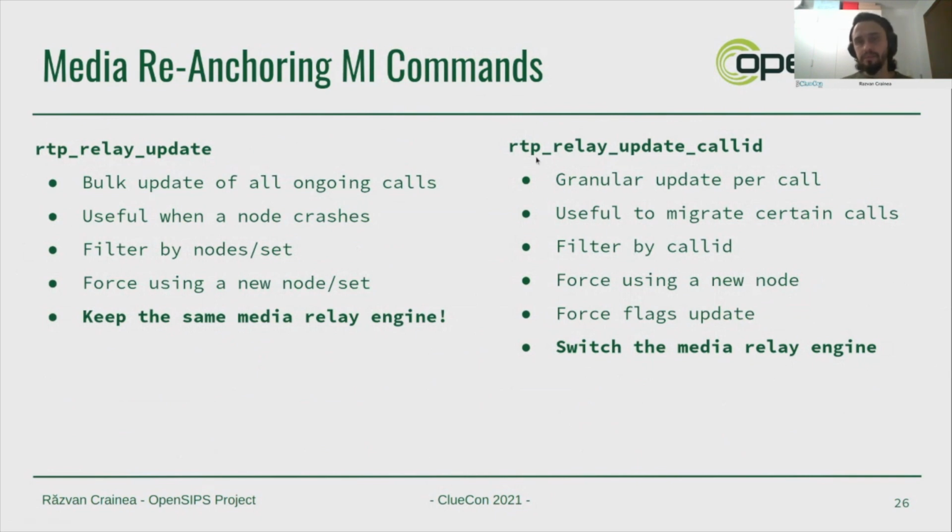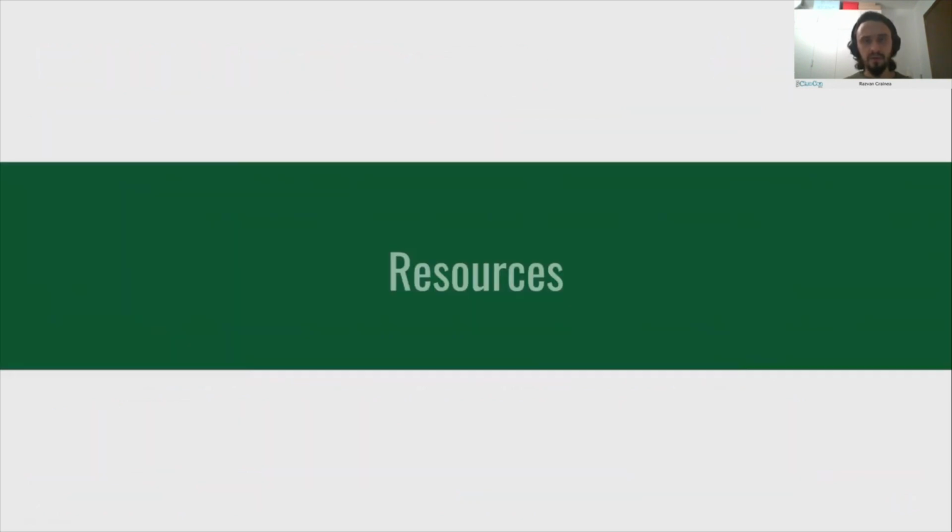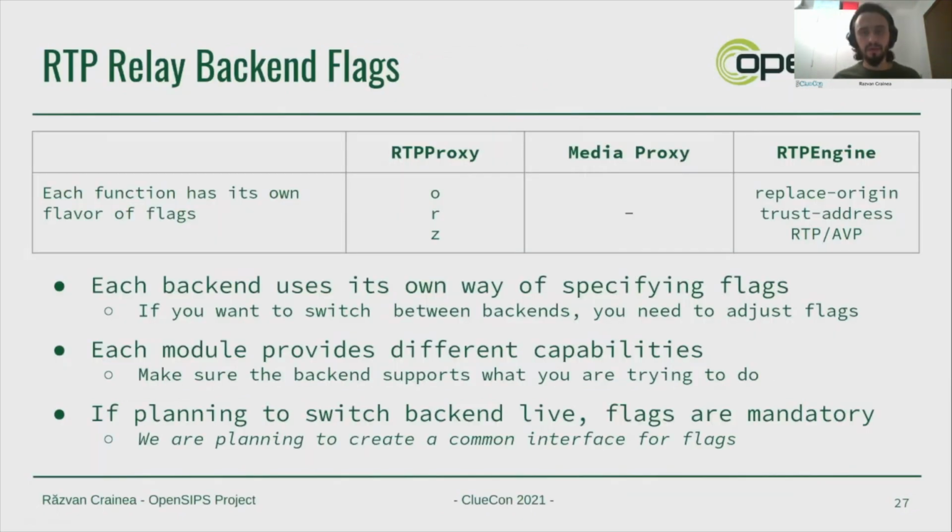You can also just move a particular call ID. You can even switch the RTP media relay engine that is being used, for example, from RTPProxy to RTPEngine, if you want to offer some SRTP capabilities and so forth. This is a very useful mechanism in order to provide high availability and scaling media relays, and it's part of OpenSIPS 3.2. So go ahead and use it.